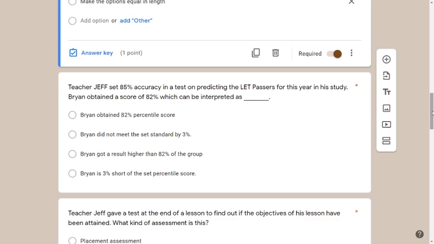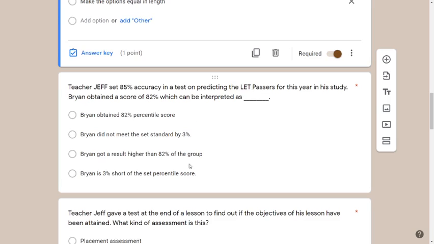Next question. Teacher Jeff set 85% accuracy on a test in predicting the lead passers for this year in his study. So Teacher Jeff has a student named Brian who obtained a score of 82%. So this can be interpreted as, okay, well, actually from this it will be a lot easier. Remember, Teacher Jeff sets 85% as accuracy, so that's the standard here, but Brian obtained 82%.